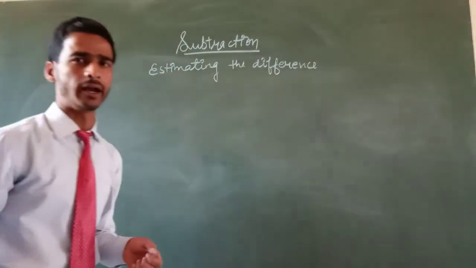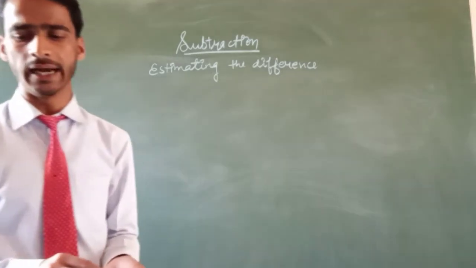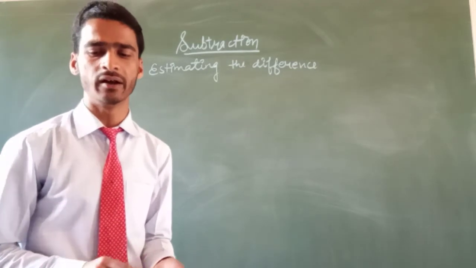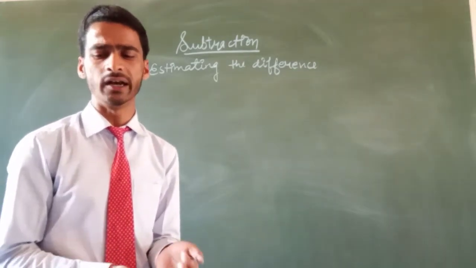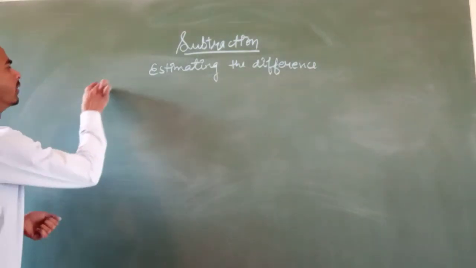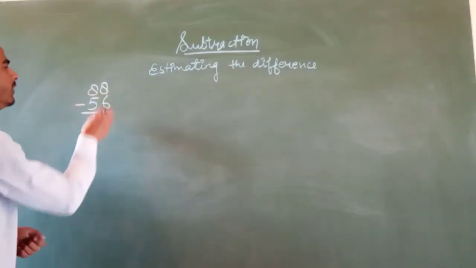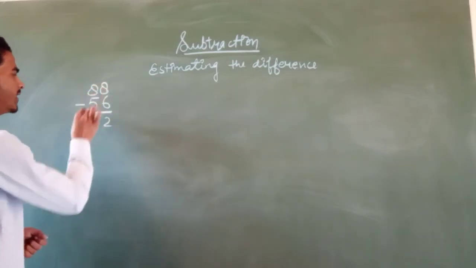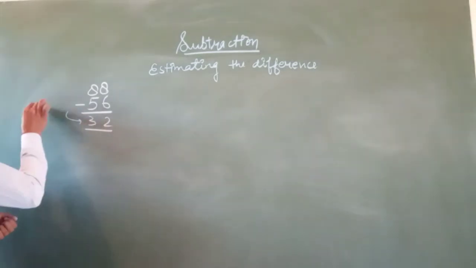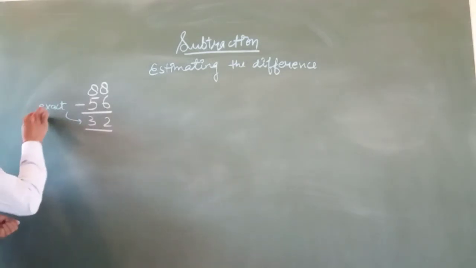Let's see how we can subtract numbers by estimating. There are two numbers. Let's round off the numbers 88 and 56 to the nearest 10 and subtract to find an estimated difference, and also find the actual difference. So let's take an example. 88 minus 56. That is the actual difference. 8 minus 6, 2. 8 minus 5, 3. That is the actual or exact difference.